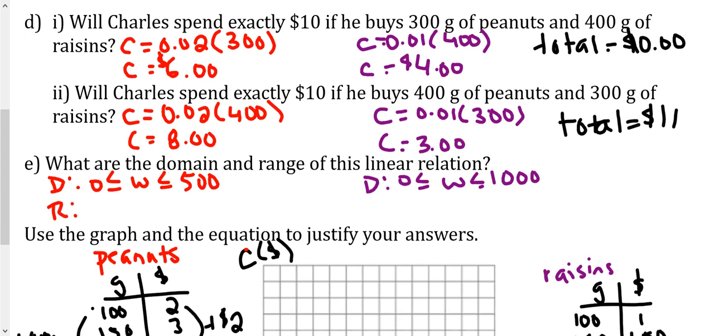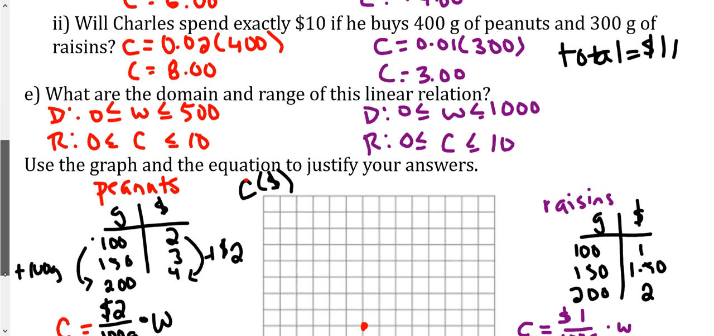Our range, again, I can pay $0 because I don't have to buy any peanuts. I can also max out at $10 because I only have $10. And then for raisins, our range is going to look the same. I can buy $0 worth of raisins. I can also buy $10 worth of raisins.